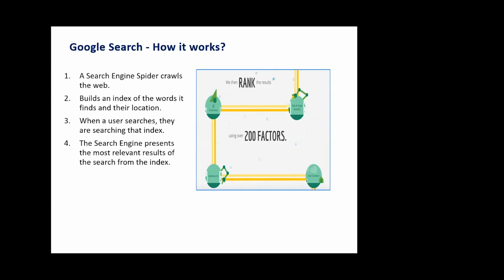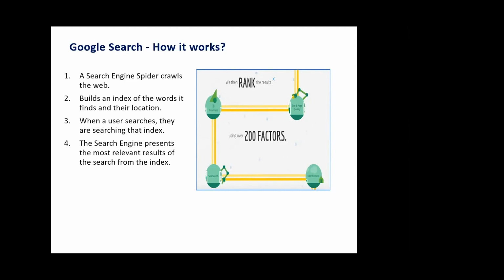And Google actually uses 200 factors in deciding what content to show and where to show that content. It's a closely guarded secret, but because of analysis and scientific work that's been done, we can make very educated guesstimates in terms of how that works.